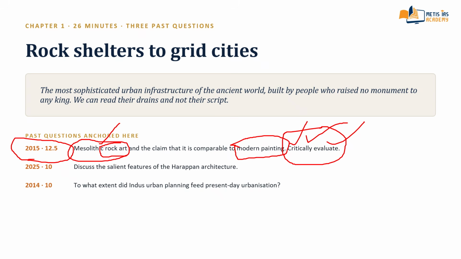Here you qualify, and this is where the marks are. Concede what is true. There is a real formal resemblance. These artists used economy of line, a running deer conveyed in four strokes. They used abstraction and stylization rather than realism for the human figure. So they composed with movement across a surface.